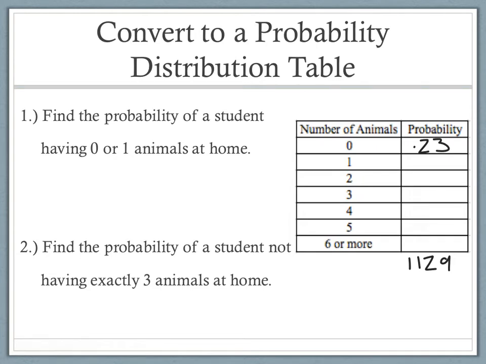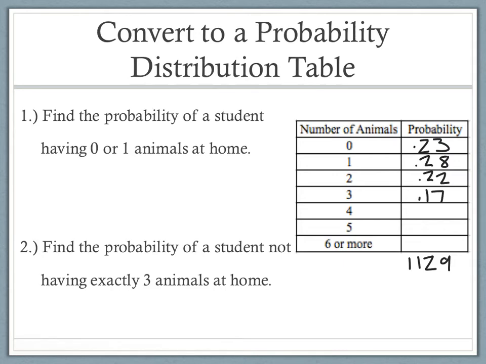Now I'm going to do 1, which is 320 divided by 1,129, and I get 0.28. I'm just getting my numbers from above. The next one would be 245 divided by 1,129, which is 0.217, so we'll go 0.22. Next one was 190 divided by 1,129, and we get 0.17.